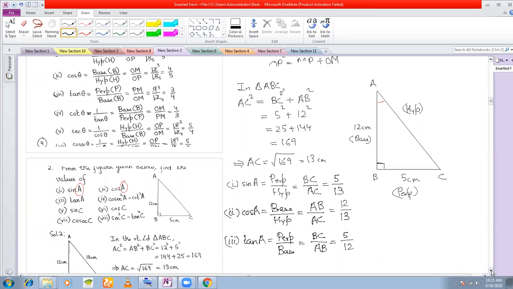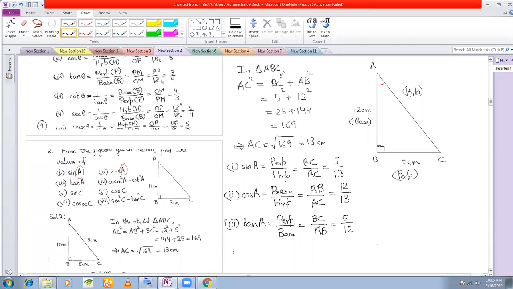The next question is cosec square A minus cot square A. For this, let us first calculate cosec A. You know that cosec A is the reciprocal of sin A. So cosec A in this case we are getting as 1 by 5 by 13, which is 13 by 5. Also cot A is the reciprocal of tan A, which we have calculated above as 5 by 12. So cot A is 1 by 5 by 12, which is 12 by 5.